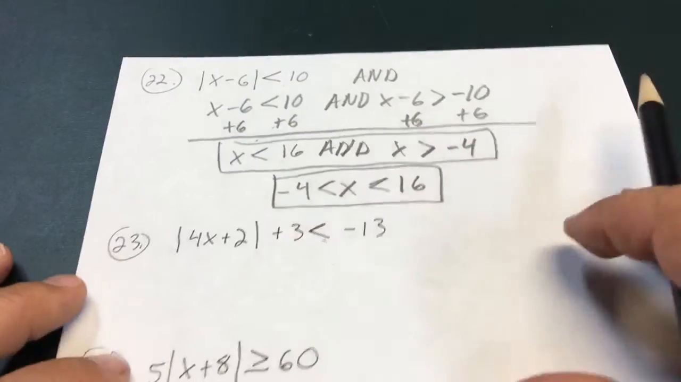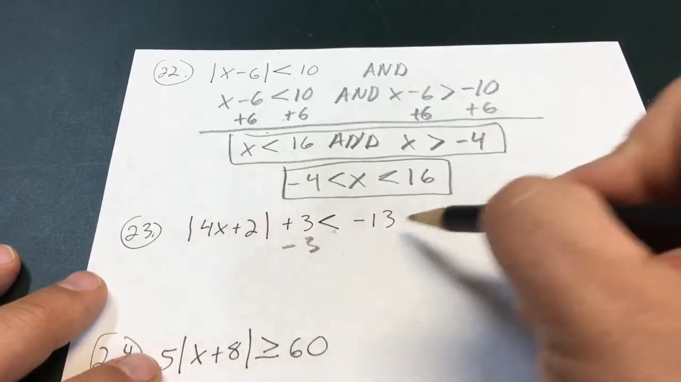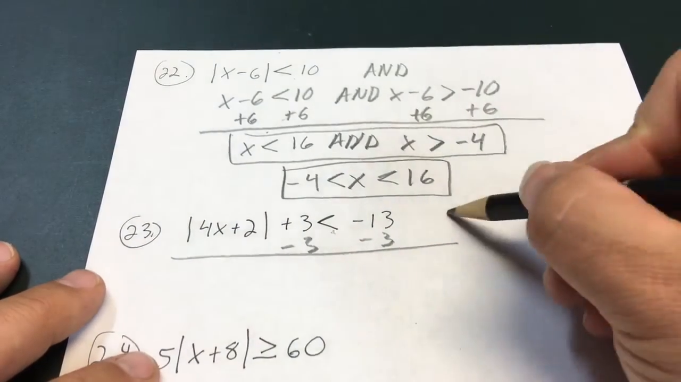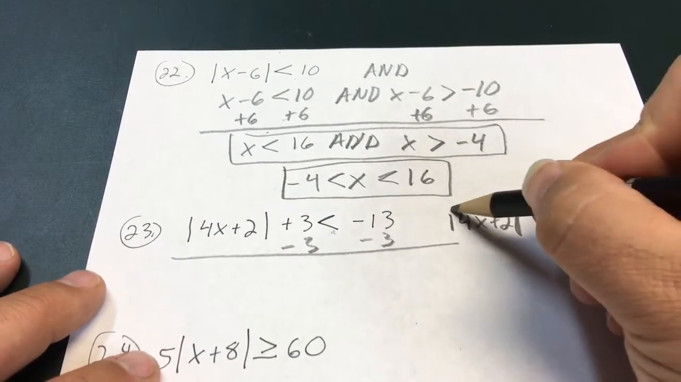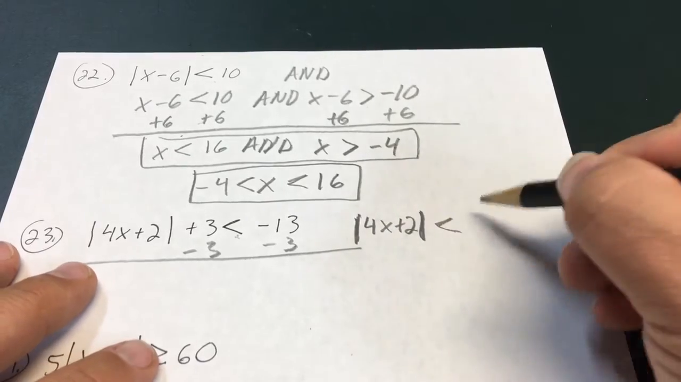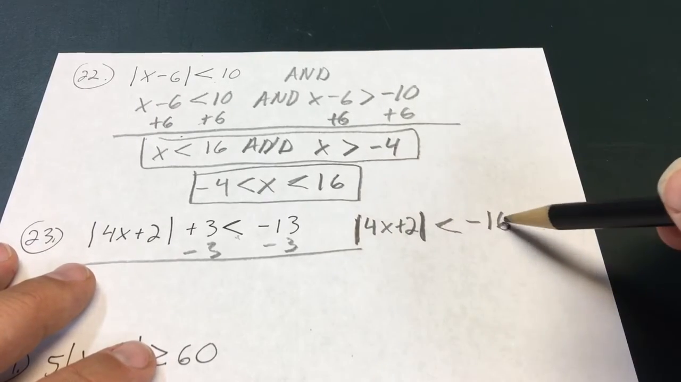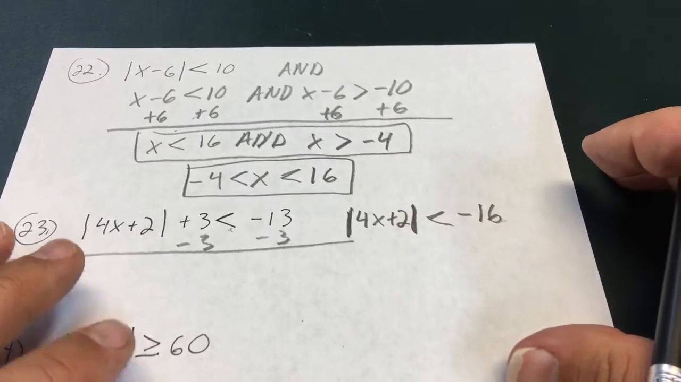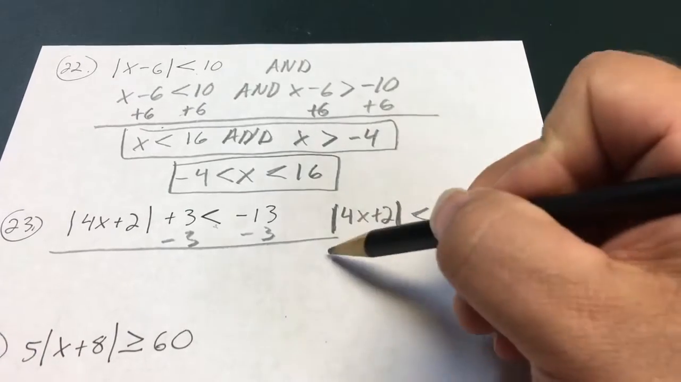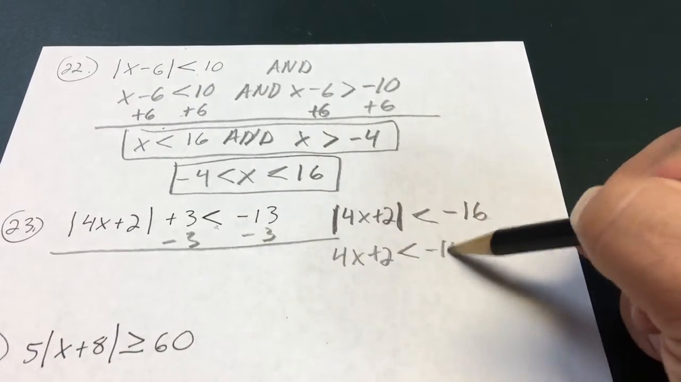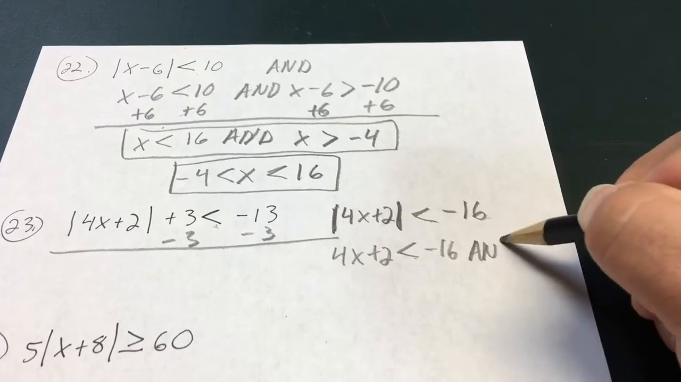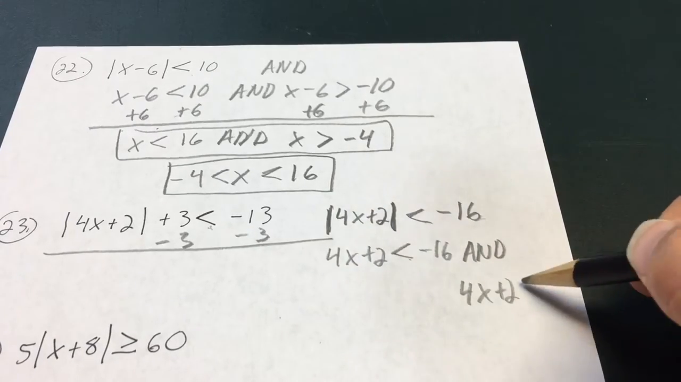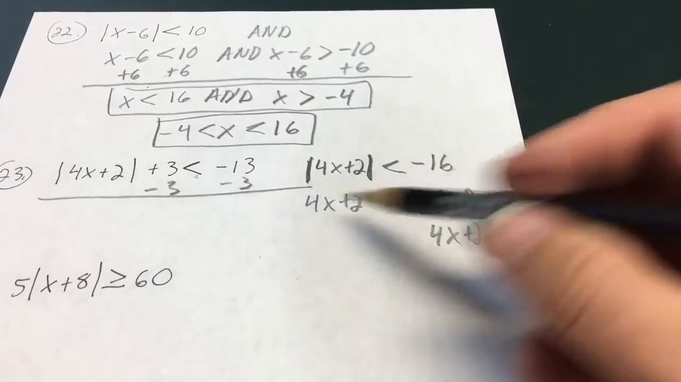I have another less than, so I'm going to subtract 3 from both sides. This is going to give me absolute value of 4x plus 2, close absolute value, is less than negative 16. Now, if that were an equal sign, I wouldn't be able to continue with this, but because it's an inequality, I'm allowed to keep going. It might look kind of strange, though. Here we go. 4x plus 2 is less than negative 16, and 4x plus 2 is greater than 16. So I'm going to go ahead and solve these simultaneously.